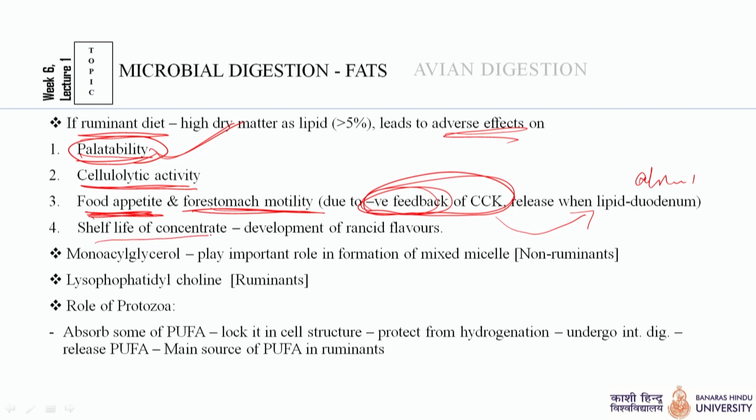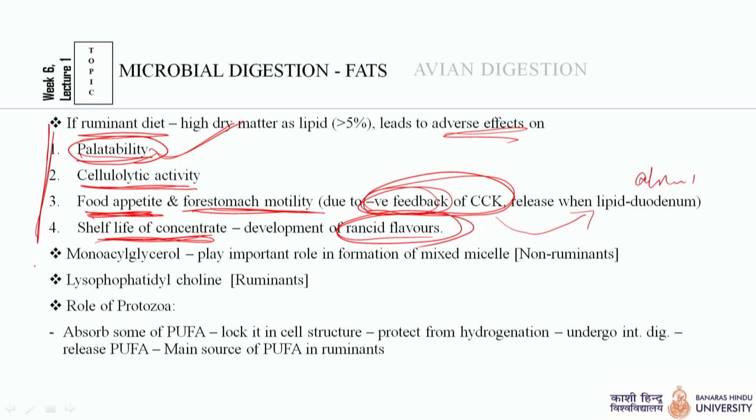Then the shelf life of the concentrates is also important in the diet, because if you keep anything with a high lipid concentration, that will lead to a rancid flavor. This flavor may not be liked by many animals. As a result, one is that palatability decreases, and the other is that the shelf life of the concentrates also decreases or is adversely affected. So these are the adverse effects you can see in the animals as well as in the feed when the lipid dry matter is more than 5% in a diet.